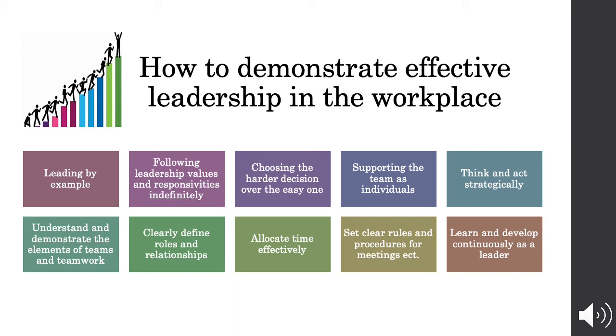Allocate time effectively. Time management is huge. If you're not effectively allocating your time, then you're going to leave room for all kinds of hecticness and mistakes. Set clear rules and procedures for meetings, etc. That kind of goes back to making sure that you are clearly defining your expectations, and making sure that your day-to-day is consistent and you don't change your rules and procedures based on your mood or based on what's happening that day. You want to keep it consistent.